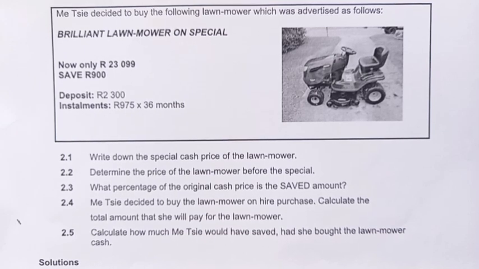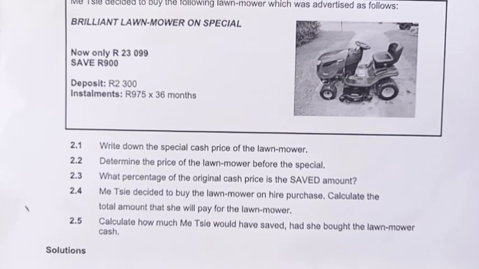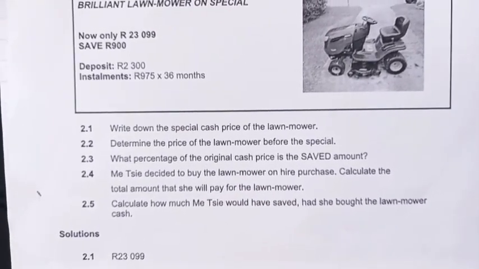Okay, so if you buy on installment, or what we call a hire purchase agreement, then you would have to pay a deposit of 2,300 rand. Once you've paid the deposit, then you have to pay 975 rand for 36 months, right? Write down the special cash price of the lawnmower. That is not complicated at all. The price is on special for how much? 23,099.